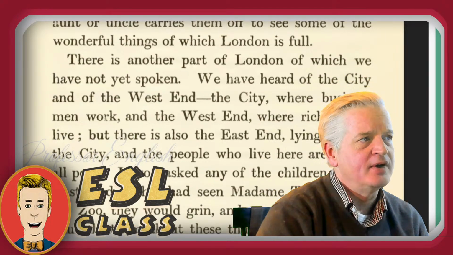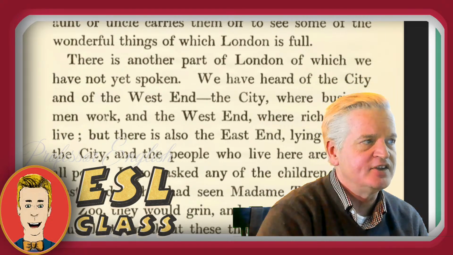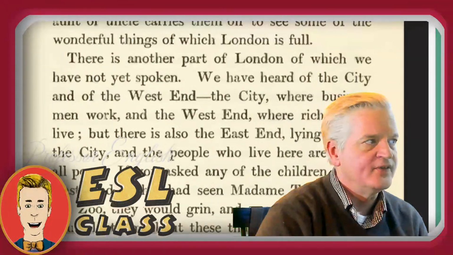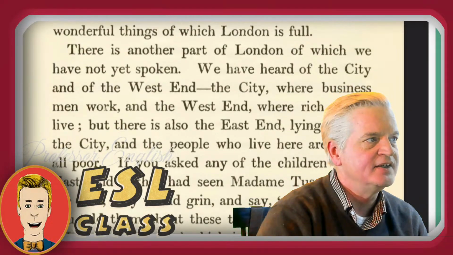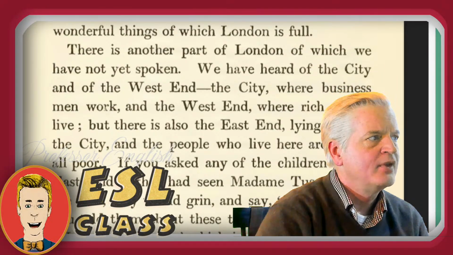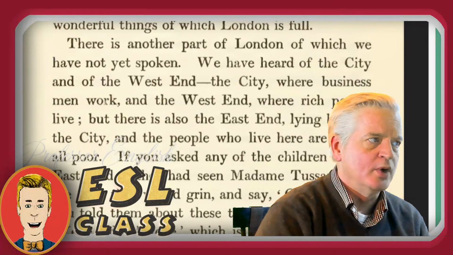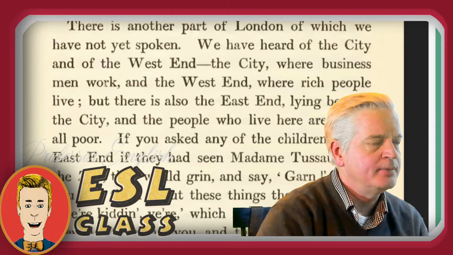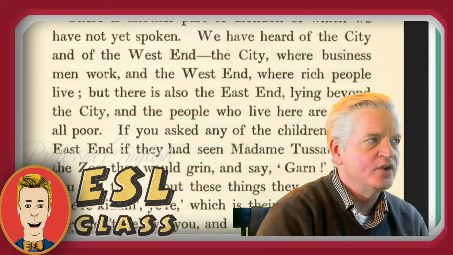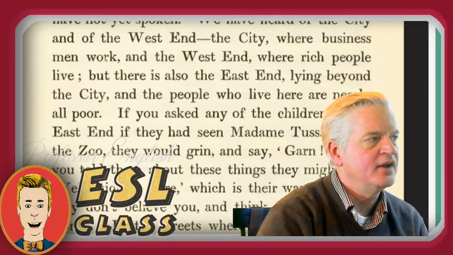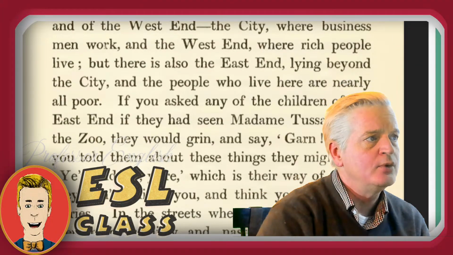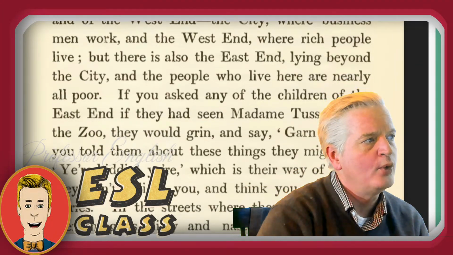There is another part of London of which we have not yet spoken. We have heard of the city and of the West End, the city where businessmen work, and the West End where rich people live. But there is also the East End, lying beyond the city, and the people who live here are nearly all poor.